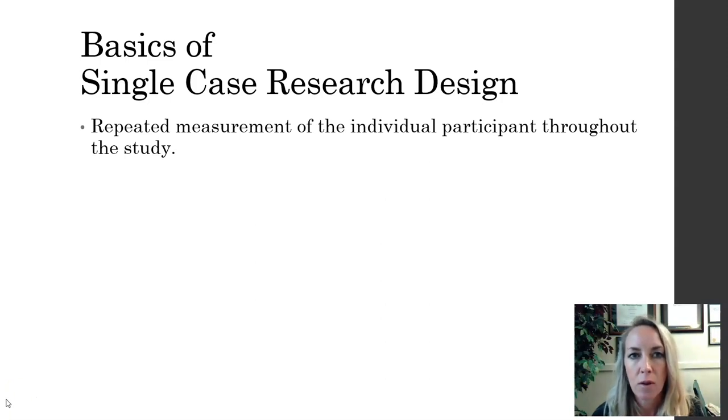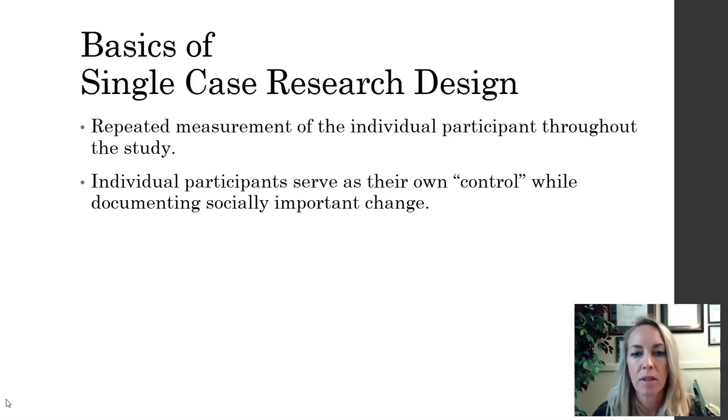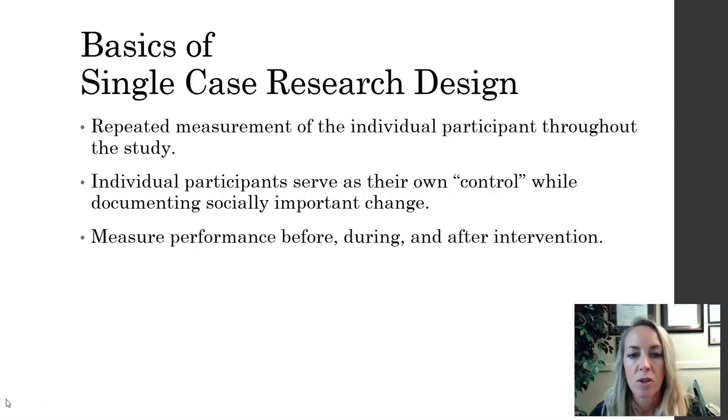So instead of having a group and comparing averages of a control group to an intervention group, we take repeated measurement of a student throughout the whole process. The individual participant serves as his or her own control. There's a condition of no treatment, and that's compared to the measurement during the treatment. We measure performance before, during, and after the intervention to look for maintenance.